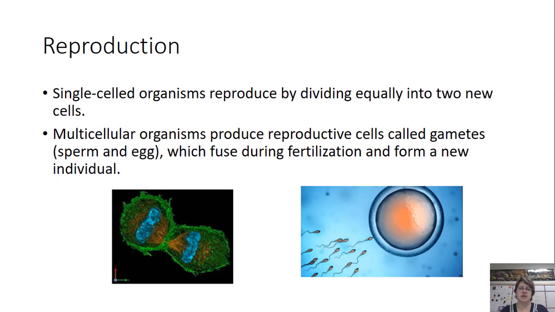All right, so reproduction. In order to be a living thing, single-celled organisms or multicellular organisms need to be able to reproduce. Of course, single-celled organisms reproduce by dividing into two. It could be through a process called binary fission, which is very similar to mitosis, or by budding. But multicellular organisms typically produce reproductive cells called gametes. If you remember from introductory biology, those gametes are sperm and eggs, and those will fuse during fertilization and form a new individual, a zygote first.